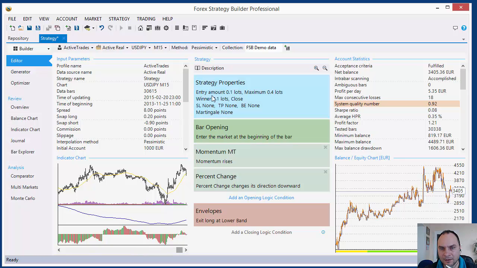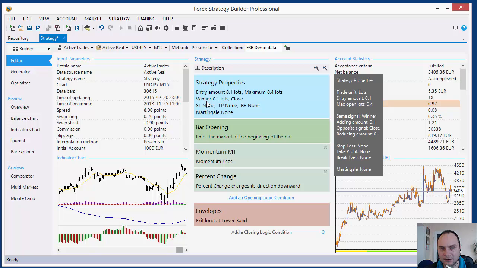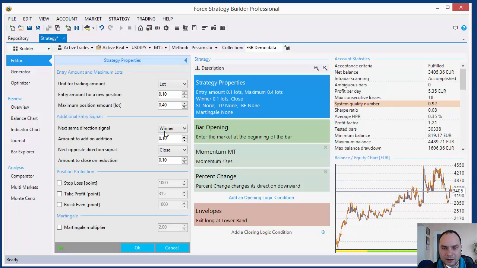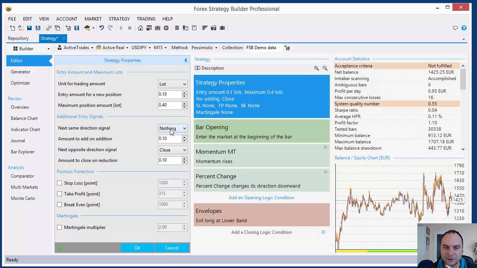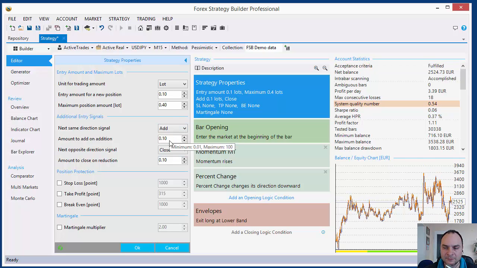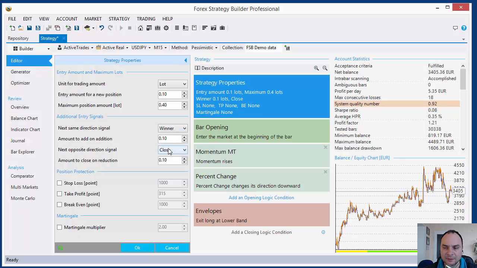What I have? I have a winner adding. Winner means that the strategy adds to a position when the current position is winning at the moment. Let's try without adding or with simple adding. Okay, now it's better.